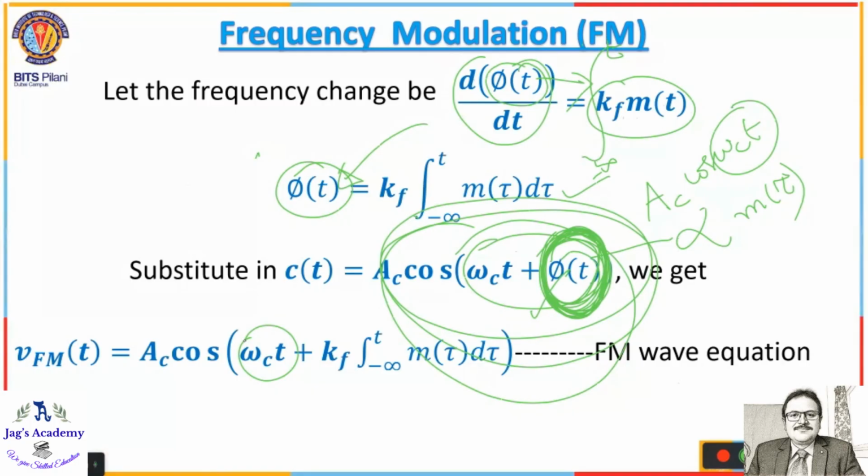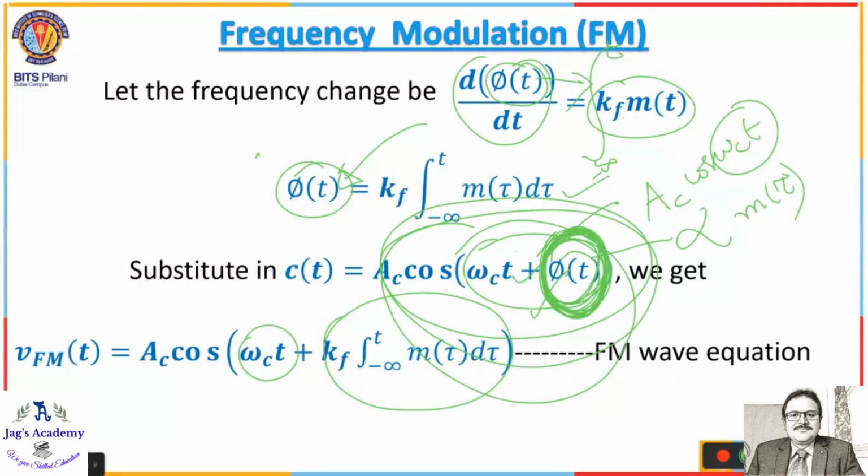If you want to write this equation only in terms of frequency modulation, you have to write the frequency equivalent of phi of t. Have you understood what I am trying to tell you? So what is the frequency equivalent of phi of t? Phi of t is equal to kf into integration of m of t. Have you understood? When you write the same equation in terms of frequency, we call that equation the equation of a frequency modulated wave.